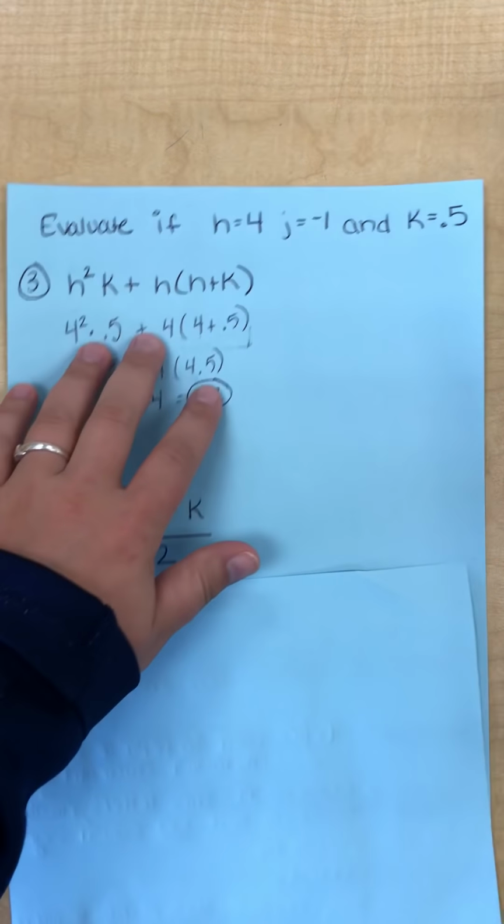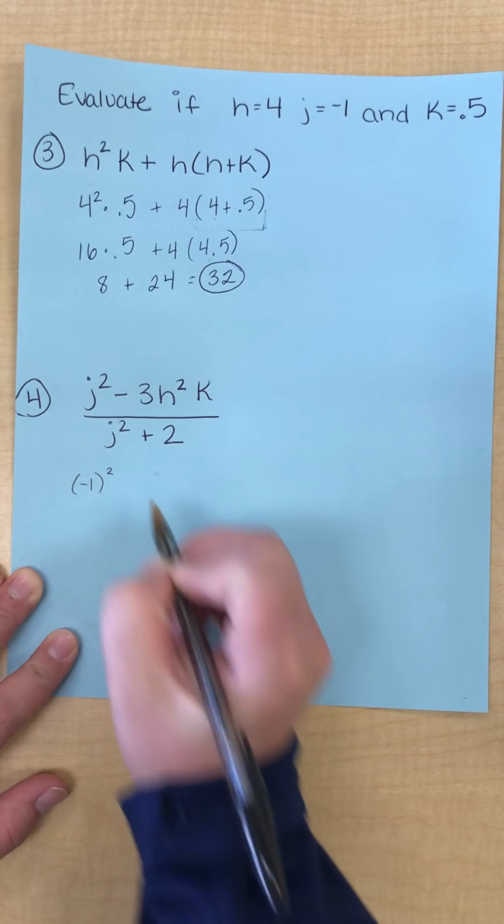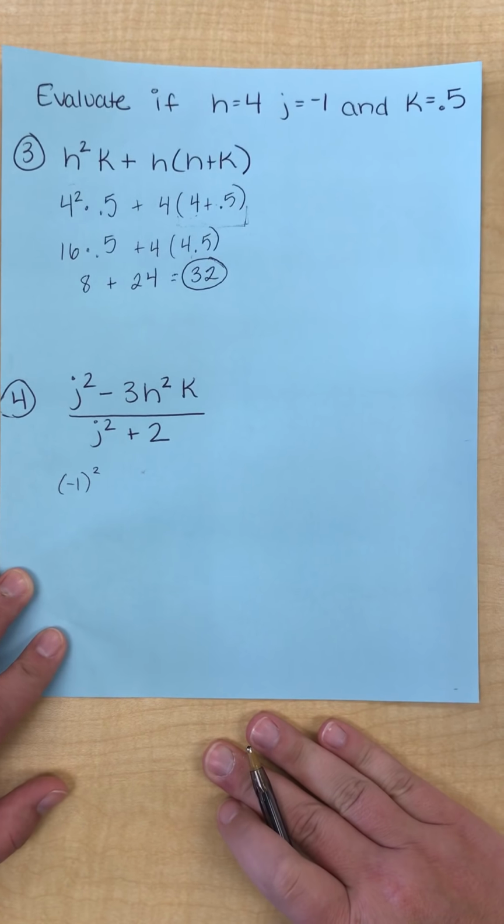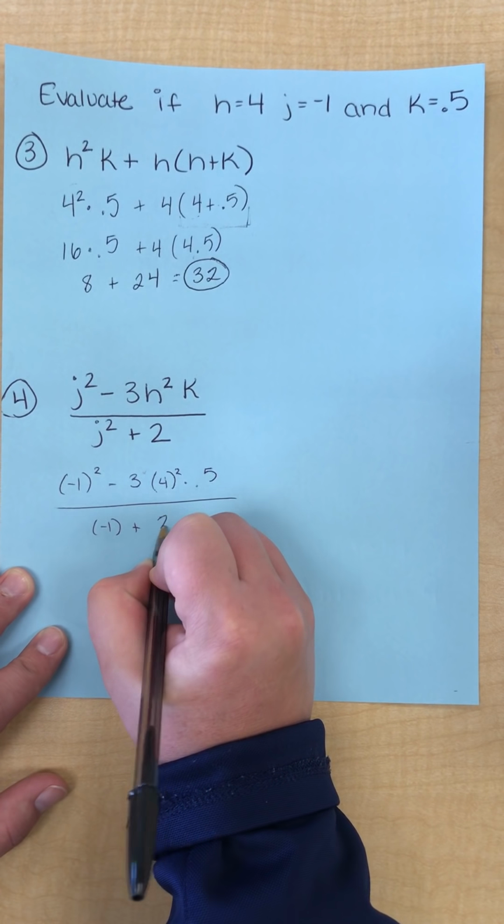All right, here's our last one that we're going to do. Up here, j is -1, so I've got -1 squared. You're going to notice that I put negative numbers in parentheses a lot because your calculator does not do them correctly if you don't put them in parentheses. Okay, so -1 squared minus 3, and then h squared, so 4 squared times k, all over j squared plus 2.